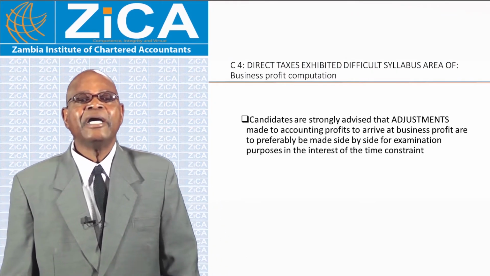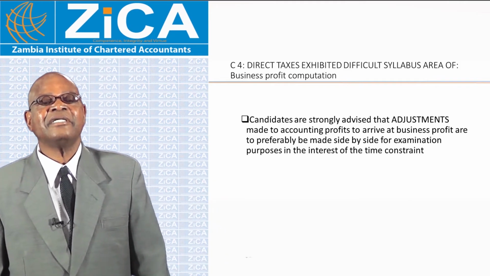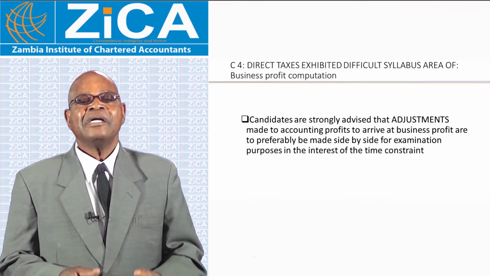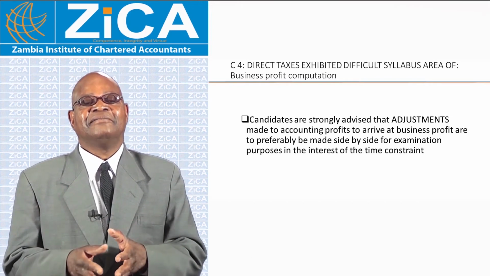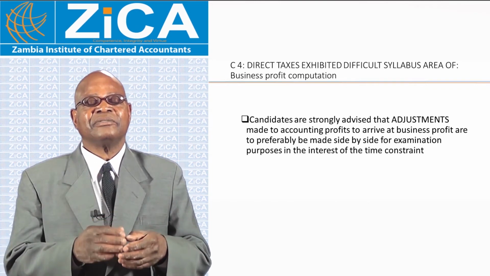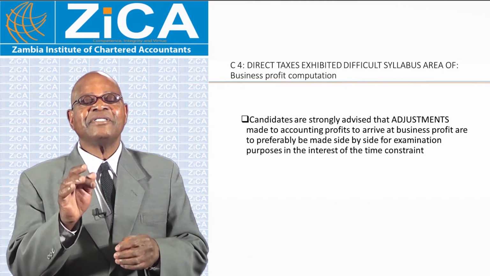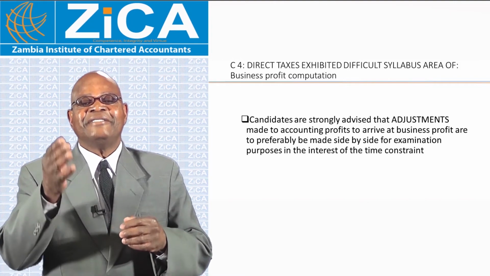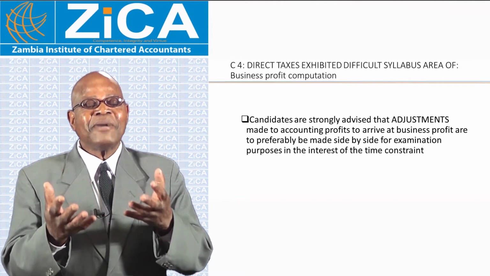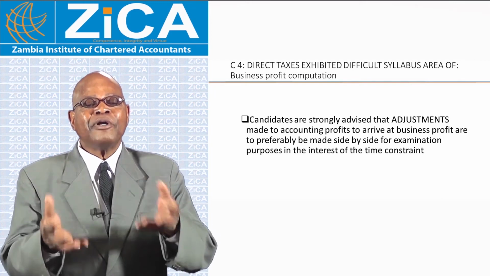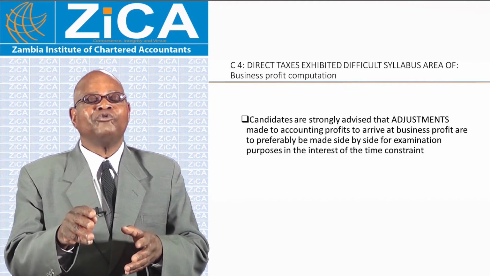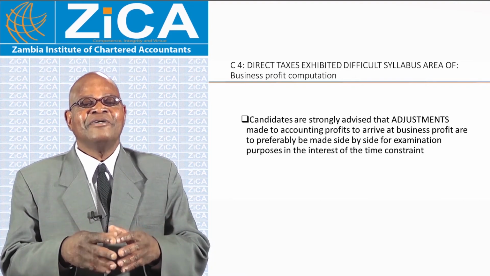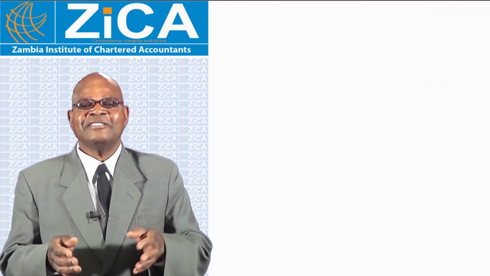Now, having said that, it is suggested that when you do your business profit computations, do the adjustments side by side, meaning that as you go through the question, if the adjustment in front of you is something that you must add, put it in the add column. If it's something that is supposed to be a deduction, put it in the minus column. This will minimize time at the end of the day, as opposed to first concentrating on the items that you must add, then later going through the same information to see the items that you must subtract, wasting time in exams. So please, let's have the adjustments done side by side.